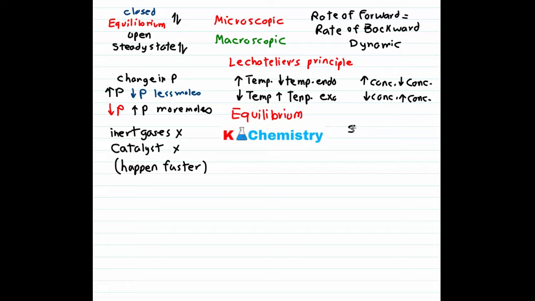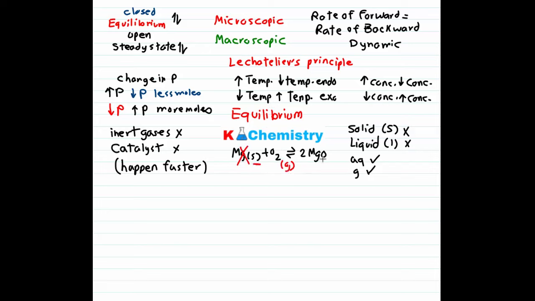If there is a solid or a liquid in the equation, then I will not consider them while I'm counting the number of moles. I will only consider the aqueous and the gases. When you are trying to find which is the direction with fewer moles and which is the direction of more moles, like here, MgS plus O2 gives you 2MgO, and you are trying to find which direction has more or fewer moles so you can decide what happens when you increase or decrease the pressure. Don't count this magnesium because it is solid, and solid is not counted. Only count the gases.